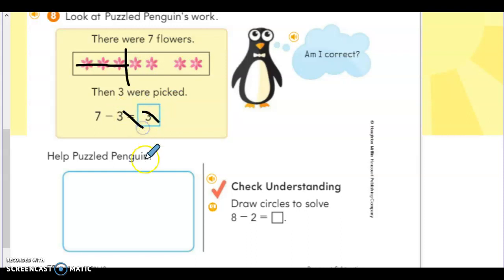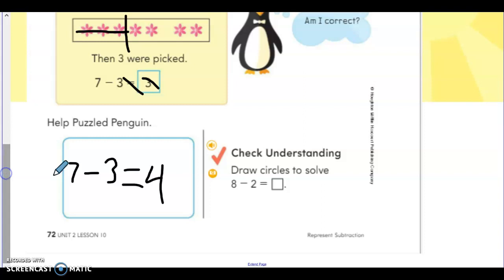Not true. Okay, so then we're going to come down here in our space. We're going to write 7 minus 3 equals 4. Because we proved that if you have 7 and you take away 3, that there are 4 left. We can see it right here in our picture.